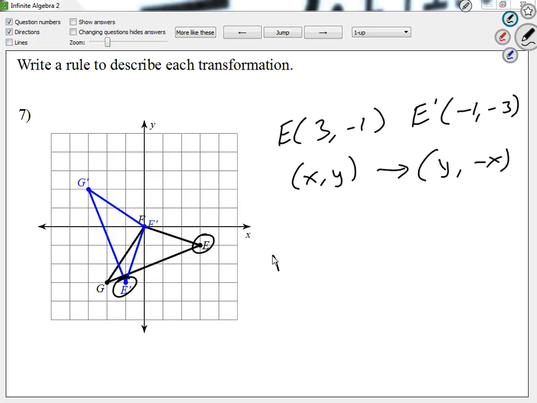It's actually a rotation. Rotation of what? Of 90 degrees clockwise. Remember, clockwise is abbreviated as CW. Rotation of 90 degrees clockwise about the origin.